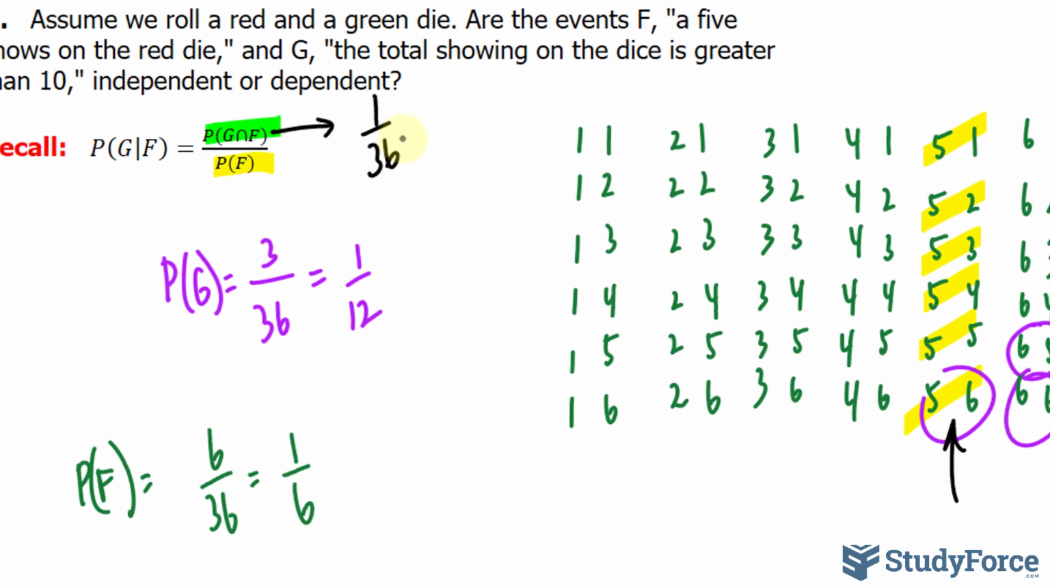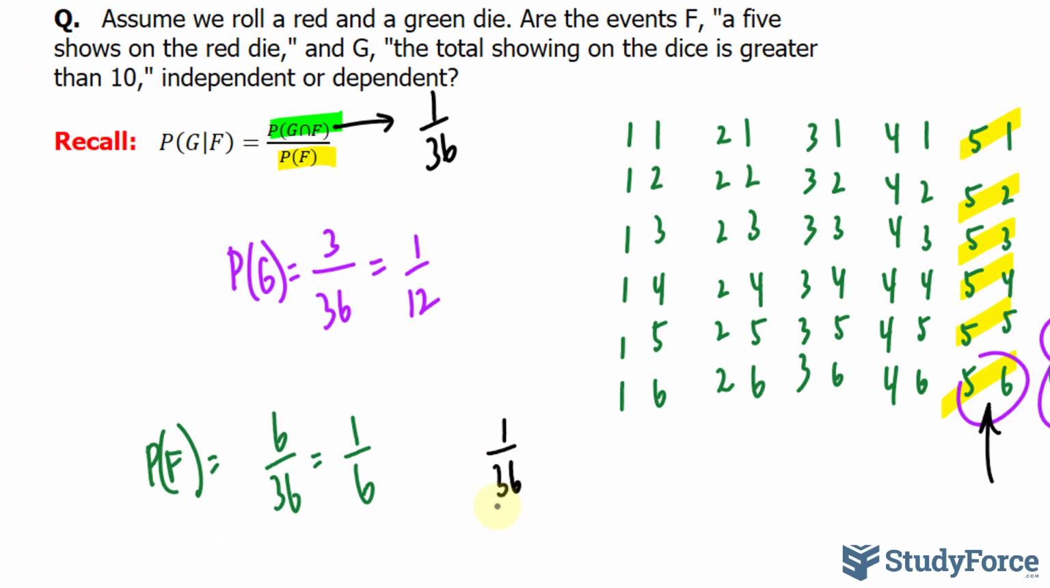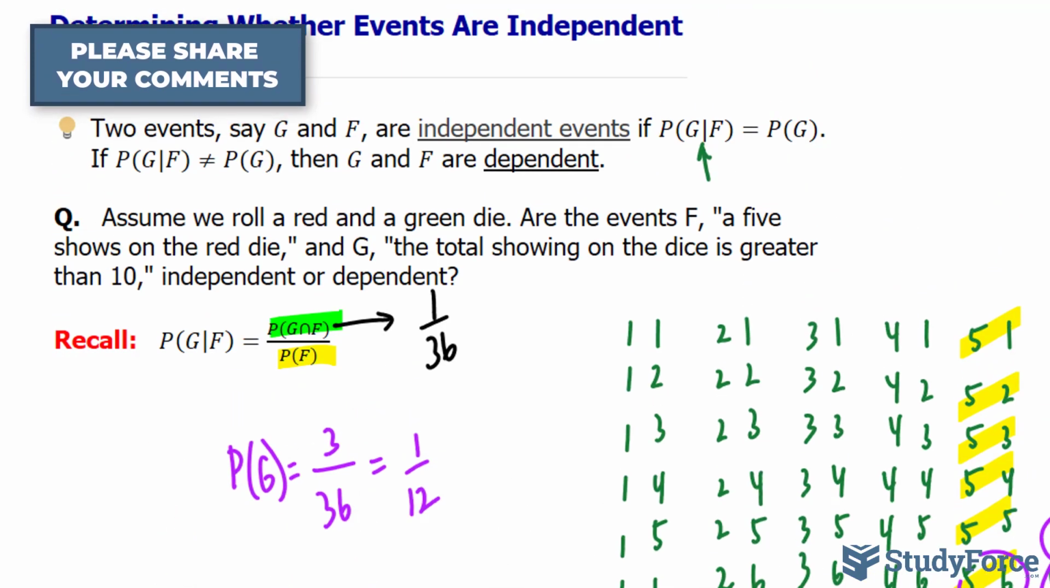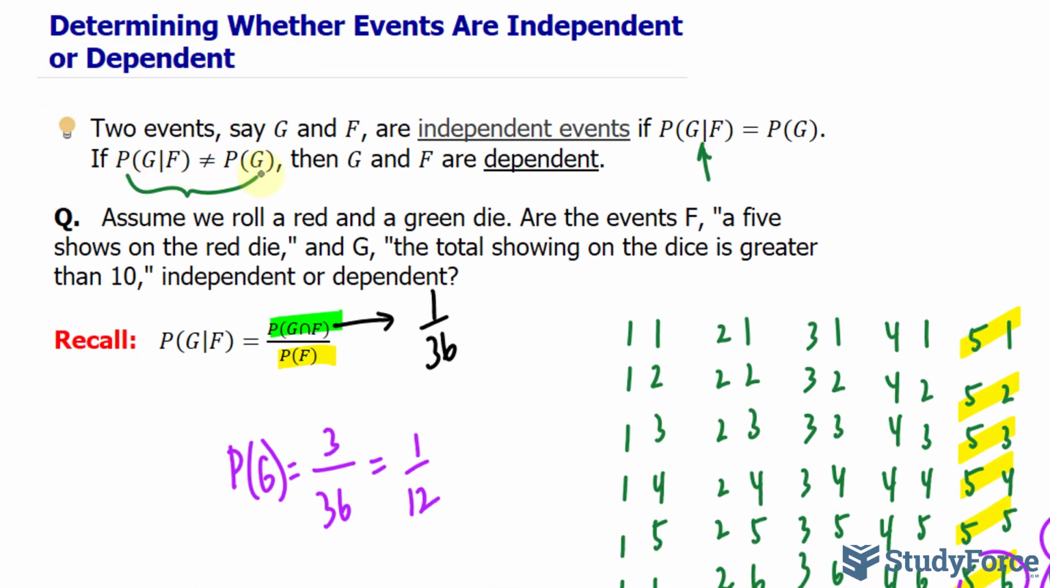Now we're ready to divide. I'll take 1 over 36 and divide it by 1 over 6, and then we can compare that to the probability of G. This is equal to 1 over 36 times 6. The denominator here should give us a product of 216. And as you can see, 216 does not equal 1 over 12. Going back to here, if they do not equal, then G and F are dependent events.